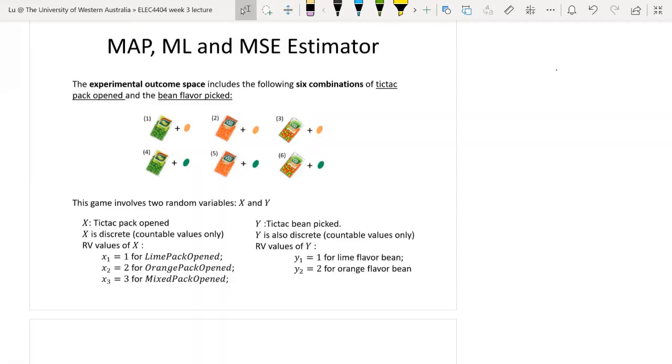So, okay, green box with orange bean. The next one, okay, I open the orange box and pick up an orange bean. Third one, I open the mixed box and got an orange bean. Same thing will be repeated in the next row for the green beans, but the idea remains. Okay, so in total we got 6 possible outcomes. And this is just, you see, very easy, just one single page.